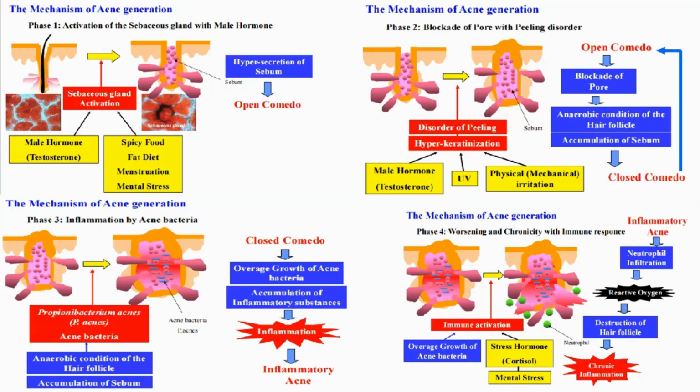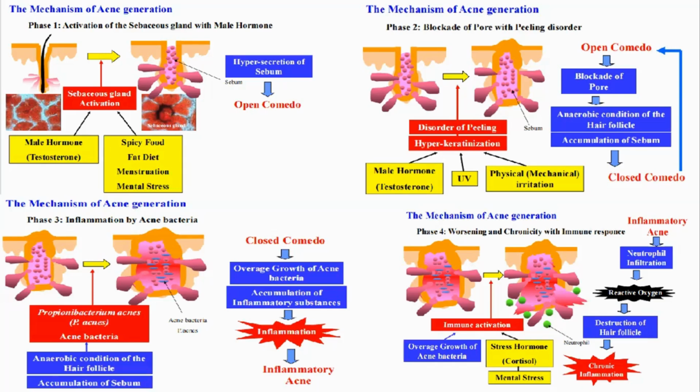So there will be an overall growth of such acne bacteria, and there will be huge accumulation of inflammatory substances. When inflammation comes, there can be inflammatory acne like pustules, nodules, and cysts, which is one category of acne other than blackheads and whiteheads, which are non-inflammatory. But when such P. acnes growth happens, there will be accumulation of inflammatory substances, and huge inflammatory acne comes.